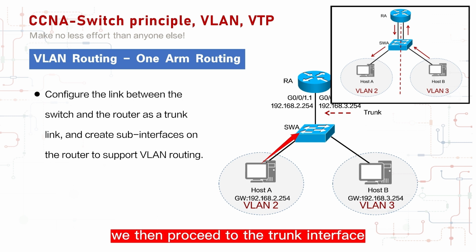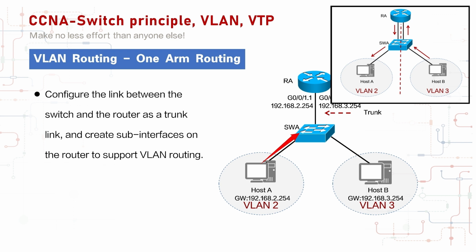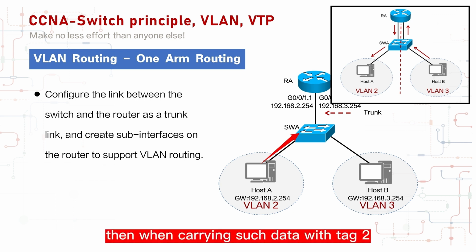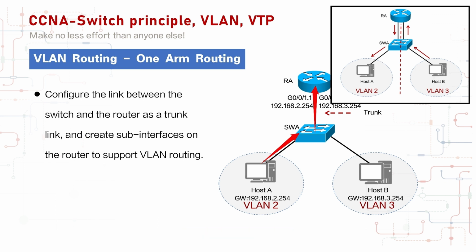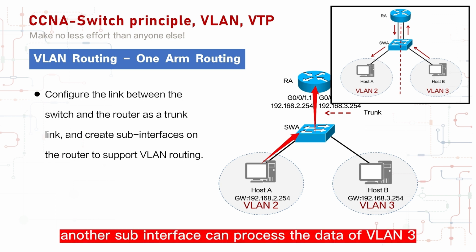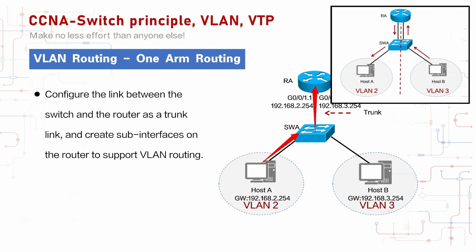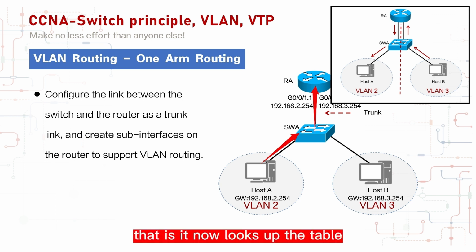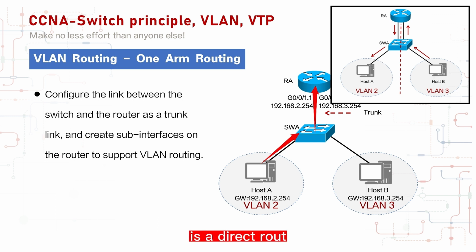We then proceed to the trunk interface. Suppose its native VLAN is 1. It came out with tag 2. Then when carrying such data with tag 2 into this subinterface, the subinterface can receive tagged data and strip the tag. It has the ability. Simultaneously, another subinterface can process the data of VLAN 3. That is, it now looks up the table. It now goes from segment 2.0 to segment 3.0. After checking, the local direct route comes out from another subinterface.